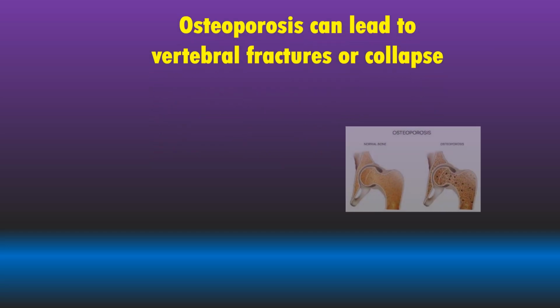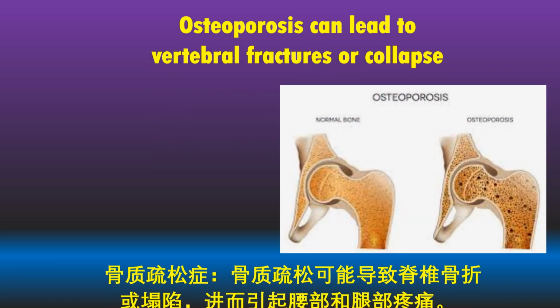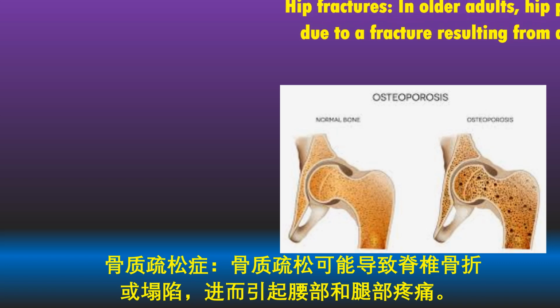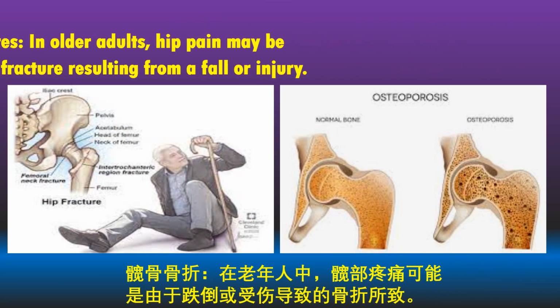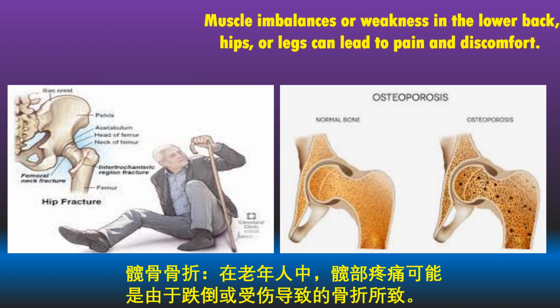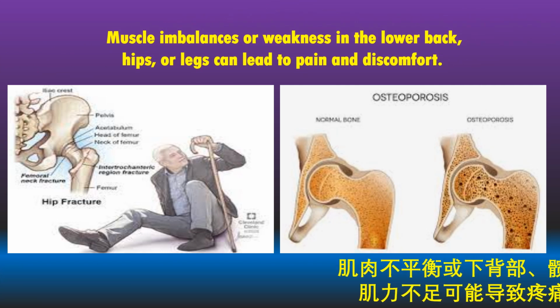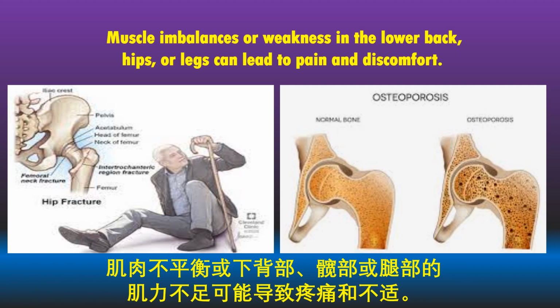Osteoporosis can lead to vertebral fractures or collapse. Hip fractures. In older adults, hip pain may be due to a fracture resulting from a fall or injury. Muscle imbalances or weakness in the lower back, hips, or legs can lead to pain and discomfort.